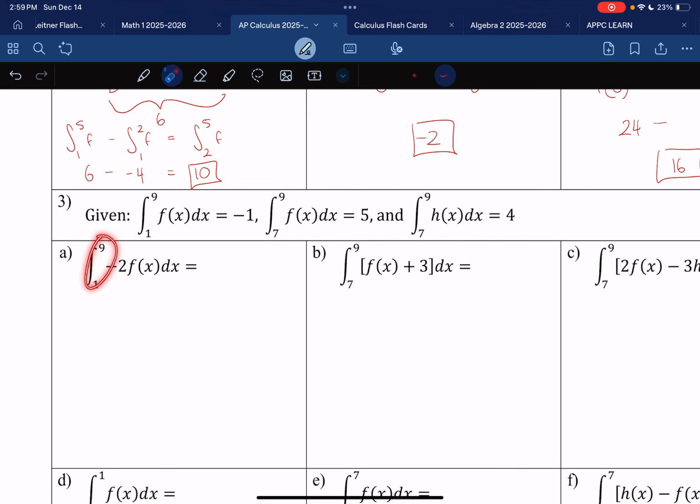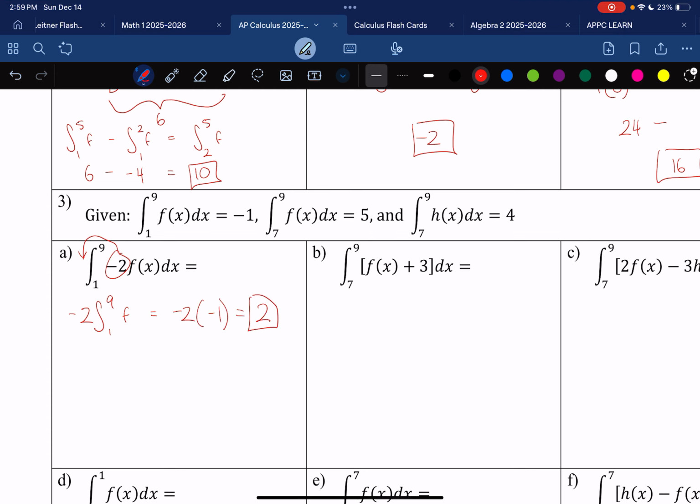Okay, the integral between 1 and 9 is talking about this integral between 1 and 9. That -2 is going to come live out in front, right? We're going to say this is really -2 times the integral between 1 to 9 of f, and we know that the integral between 1 and 9 of f is -1. So this is going to be equal to -2 times -1, which is a +2. That was a terrible rectangle. All my rectangles haven't been the best, but I like going fast.